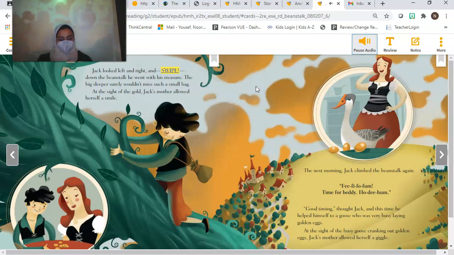"Fee, fi, fo, fum, time for Betty, hoody hum." Good timing, thought Jack, and this time he helped himself to a goose who was very busy laying golden eggs. At the sight of the busy goose cranking out golden eggs, Jack's mother allowed herself a giggle.